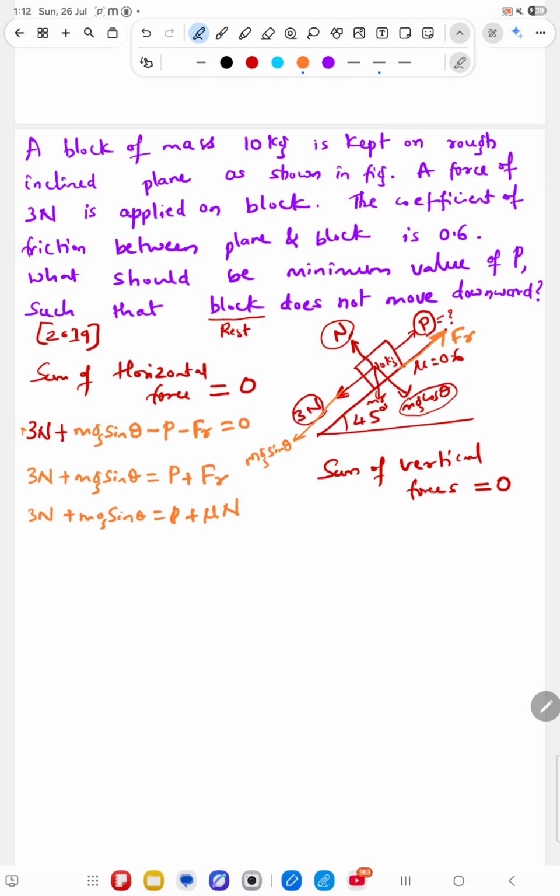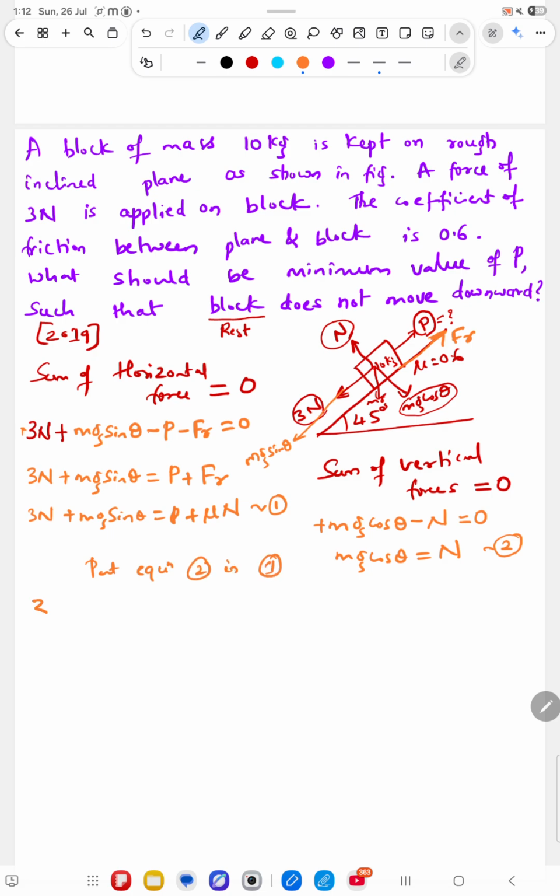Now the sum of the vertical forces must be 0. For vertical forces, one is mg cos theta, which is acting in the downward direction, that I am taking as plus, and another is the normal reaction force, which is in the upward direction, I am taking as minus, is equal to 0. So mg cos theta is equal to N. This first equation I will take as 1 and this second equation I will take as 2. So put equation 2 in 1.